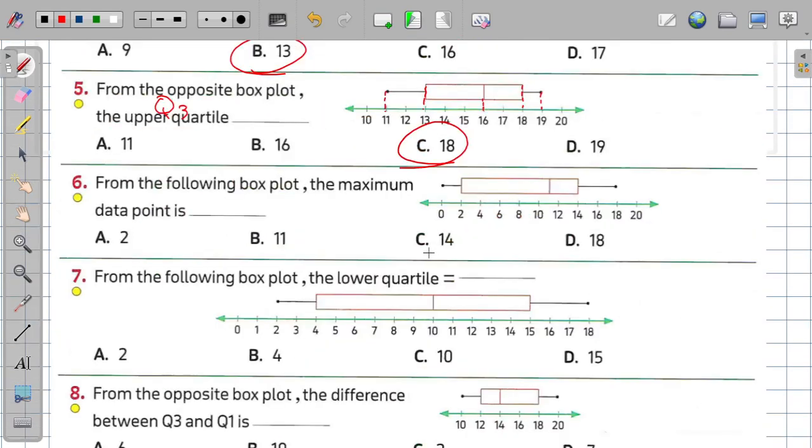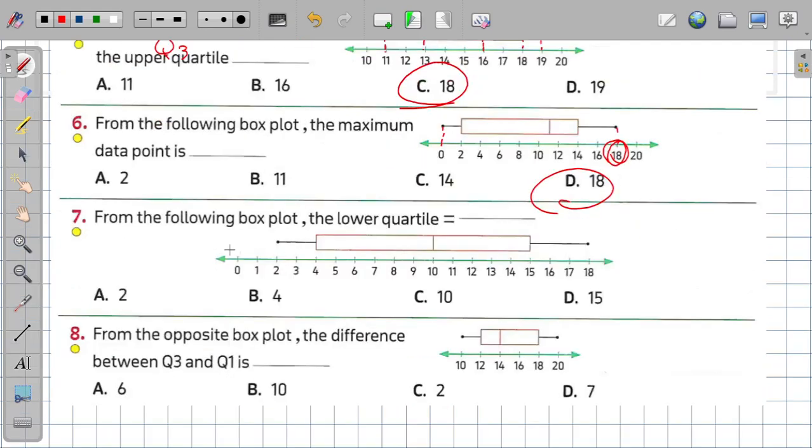Next, from the box plot, the maximum data point is what? This is the minimum one, and this is the maximum one. So I think the maximum one is 18. So I will choose D. Here I want, from the box plot, the lower quartile. Lower quartile means I want Q1. Q1 is the first line of the box. So the first line here is at 4. So I think Q1 is 4.